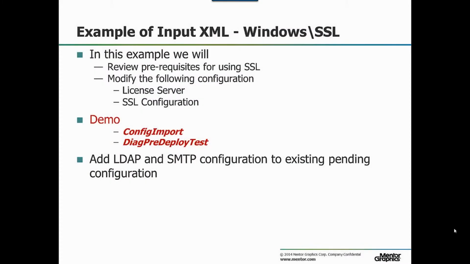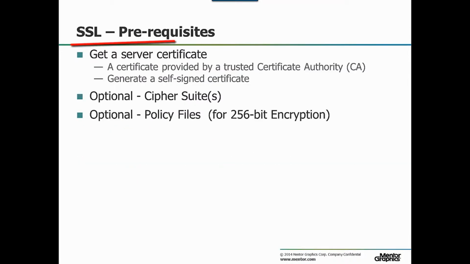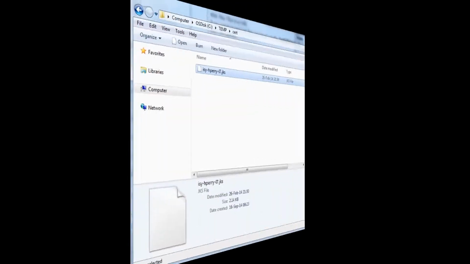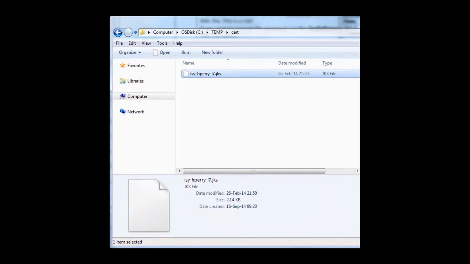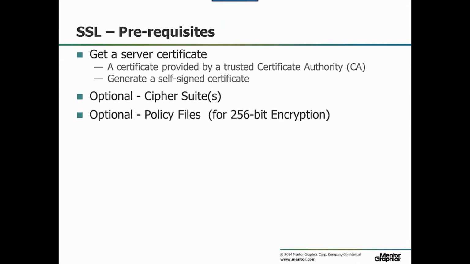Let's have a look at a Windows example. In this example, I would like to define XDM server to use SSL, and I would like to define a license server. A prerequisite for using SSL is to have a certificate for the server. You should use a certificate that was created by a trusted CA, but you can use a self-signed certificate as well. In our example, my certificate is located here. Defining cipher suite and unlimited strength jurisdiction policy files are optional and are not covered in this video.